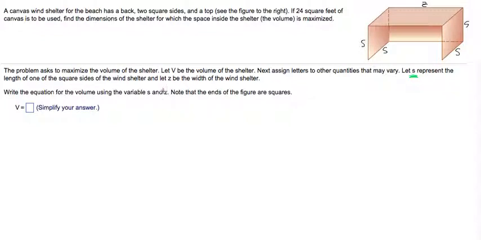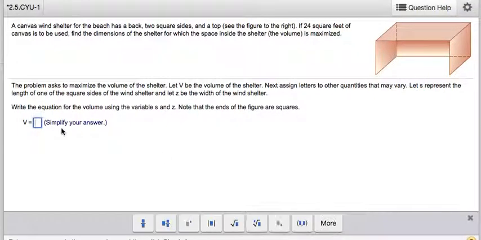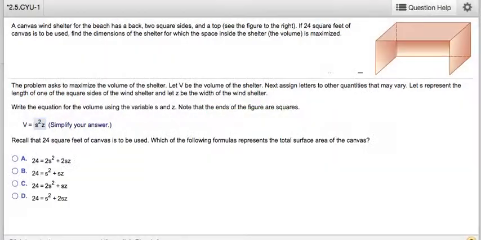Notice that the ends of the figure are squares. So volume is still, it's a box. Although it's missing the bottom and this front, it's still a box. So the volume is still length times width times height. So S times S times Z, or S squared times Z, and we're just going to have to enter this in here to get the next part.